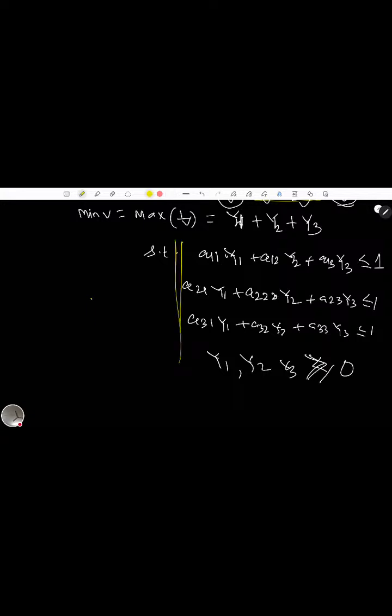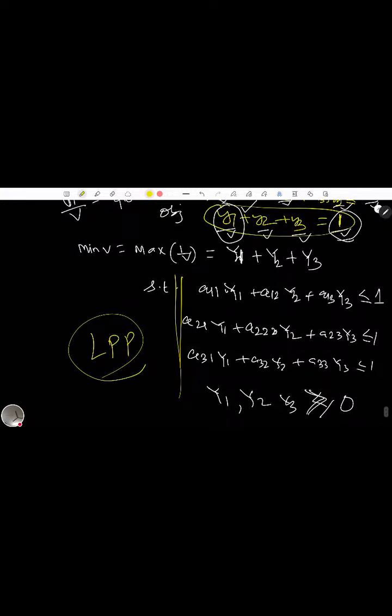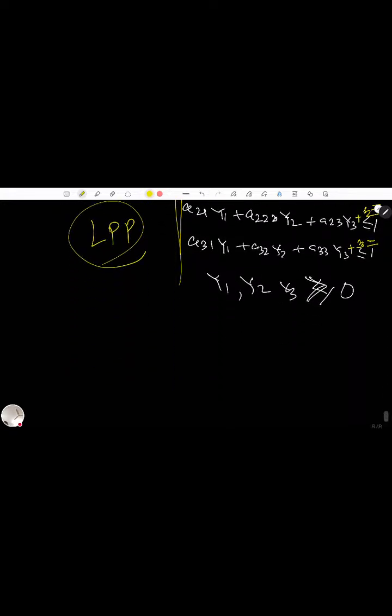So this is an LPP, and we add slack variables here: S1, S2 and S3. Then it becomes equality. Now we frame the simplex table.